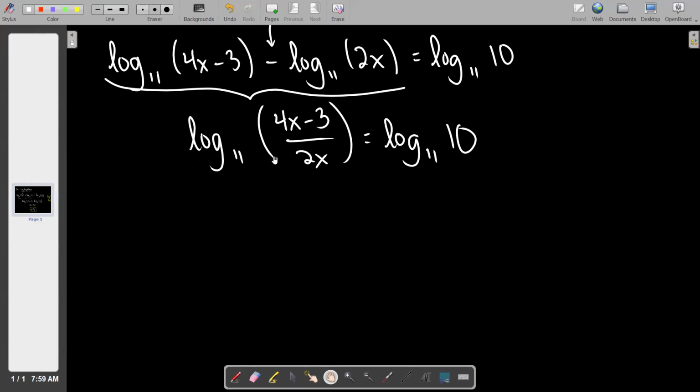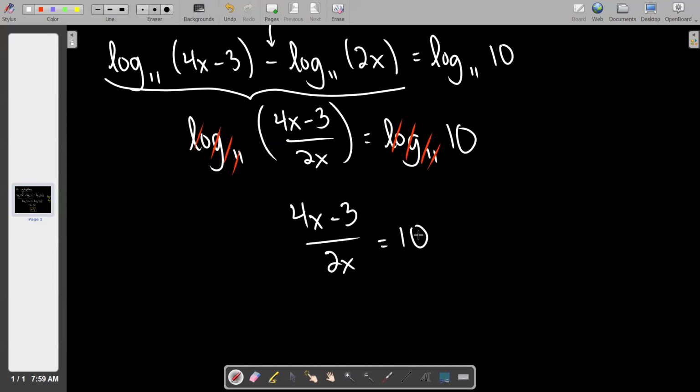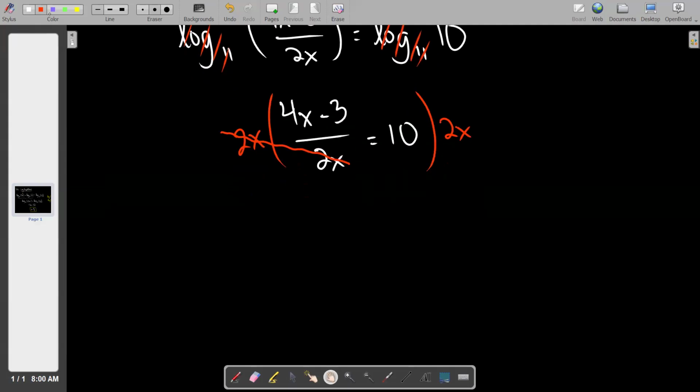So we wind up with log base 11, and we're just left with this equation: 4x minus 3 divided by 2x equals 10. Then our algebra training kicks in. We're no longer going to think of logs, we're just going to solve. We multiply by 2x: see fraction, kill fraction. The 2x's go bye-bye, and we're left with 4x minus 3 equals 20x. Guys, still good?